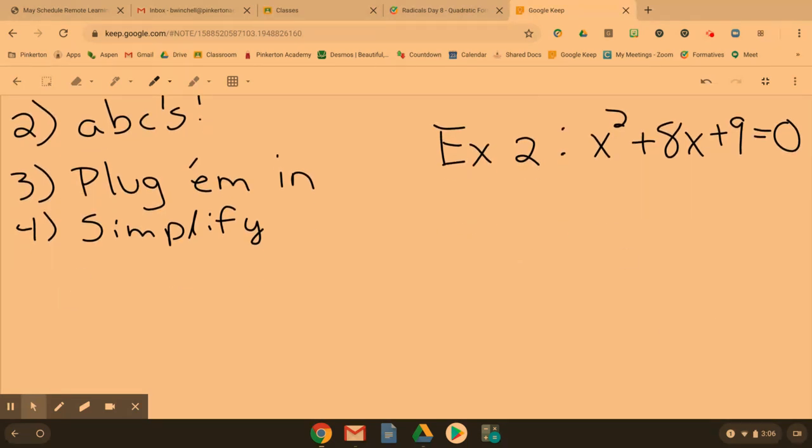I got x squared plus 8x plus 9 equals 0. I need to solve this equation using the quadratic formula. So first, look and see if it's in standard form. It is. Next, we're going to label our A, B's, and C's. Or as I used to say in class, A, B, C. It's easy as 1, 8, 9. 1 being the coefficient in front of x squared, 8 being the middle term, and then 9 being my constant.